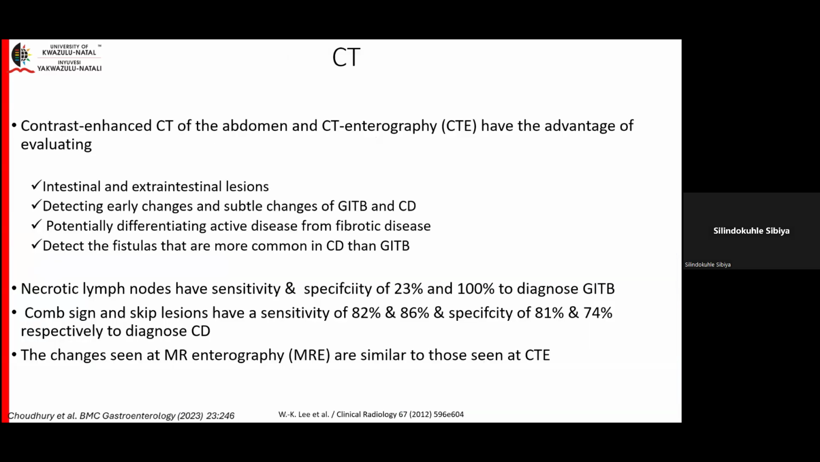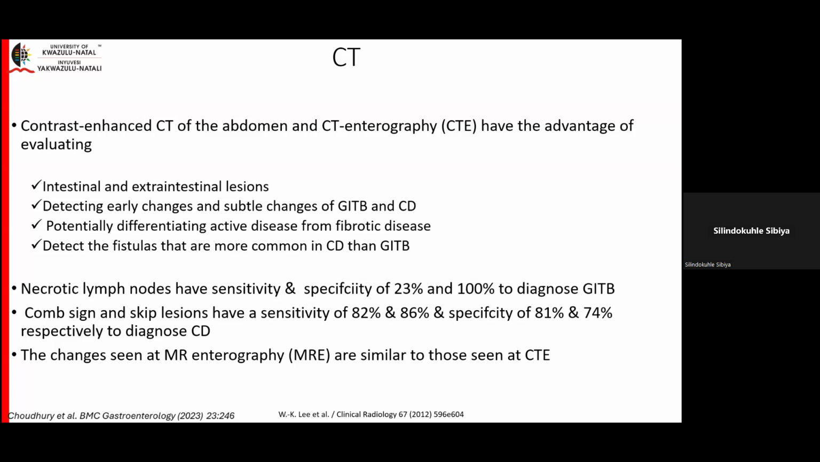Contrast enhanced CT of the abdomen and CT enterography have the advantage of evaluating intestinal and extraintestinal lesions, detecting early and subtle changes in both TB and Crohn's, and potentially differentiating active disease from fibrotic disease, and detecting fistulas that are more common in Crohn's disease than in TB.